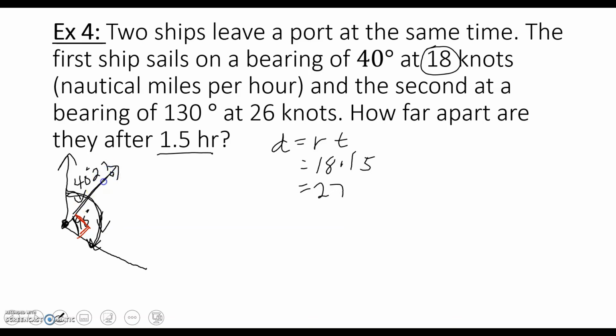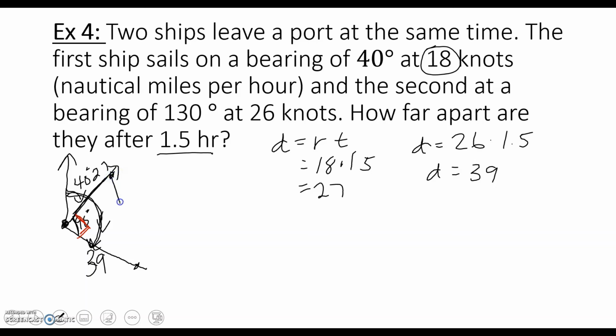So this side right here is 27. Now the second one is traveling at 26 knots for 1.5 hours. So we'll do 26 times 1.5. You do 26 times 1.5, you get 39. So the second ship has traveled 39 nautical miles.